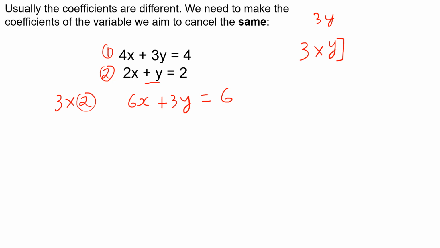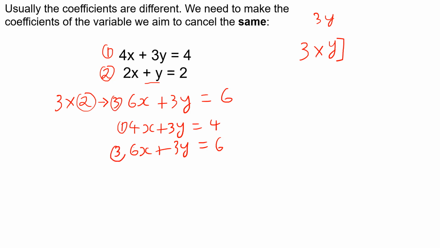Now we can say that we have 4x plus 3y equals 4, and we can say 6x plus 3y equals 6, and I will call this equation 3. So we have equation 1 and equation 3.